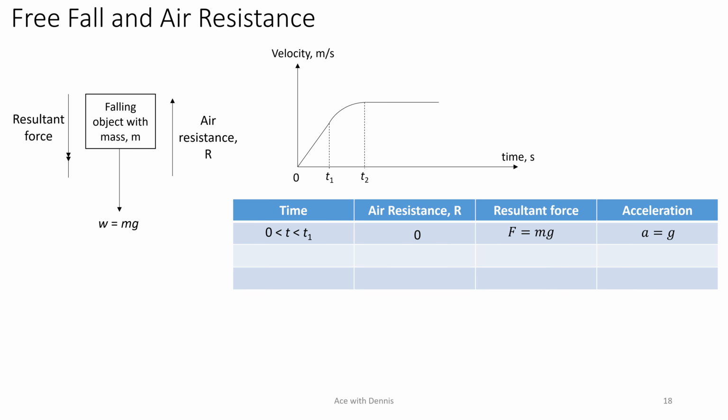When the object accelerates, its speed increases, hence the air resistance increases as well. So this is shown from t1 to t2. The air resistance increases. The resultant force will be mg minus R. Therefore, the acceleration will be less than g. When it reaches its terminal velocity at t equals t2, then the air resistance will equal the weight. The resultant force will be 0 and the acceleration will be 0 as well.